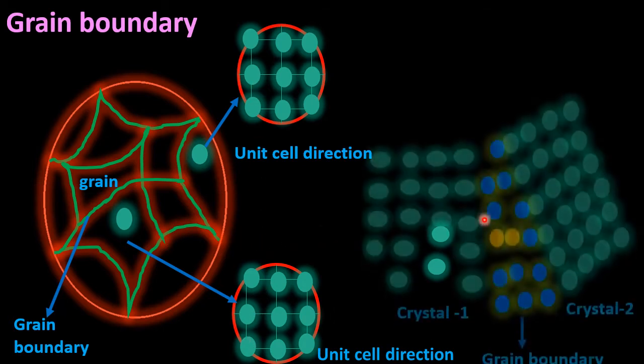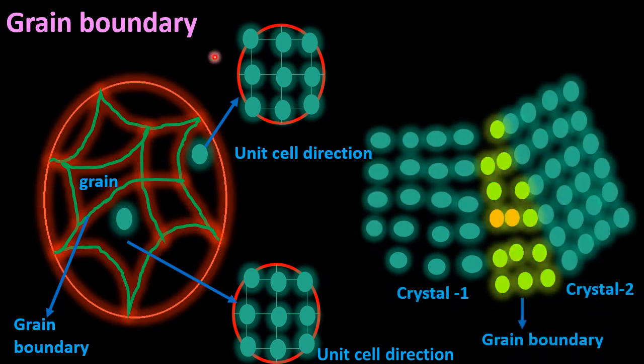In broader view, we can see it like this one. This is crystal 1 and this one is crystal 2, and this one is the grain boundary. You can see that the atoms at the grain boundaries behave differently. They have their own different phenomena, which greatly influence the properties of the materials.